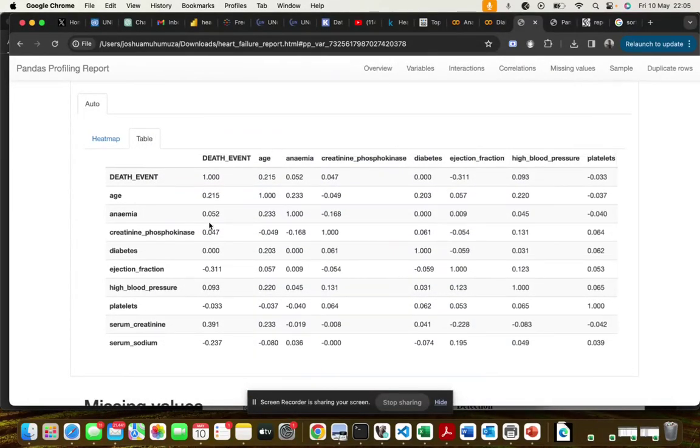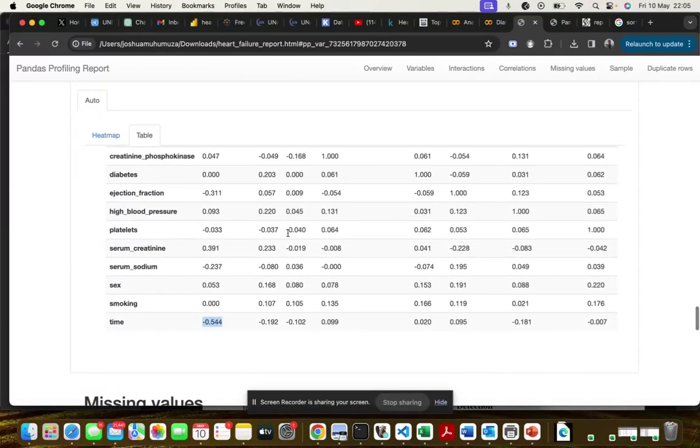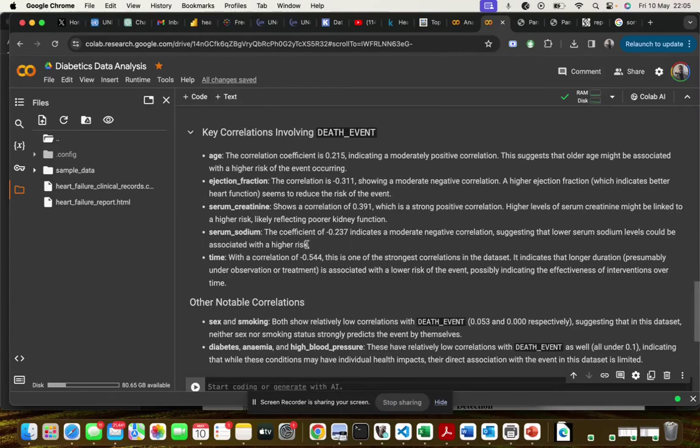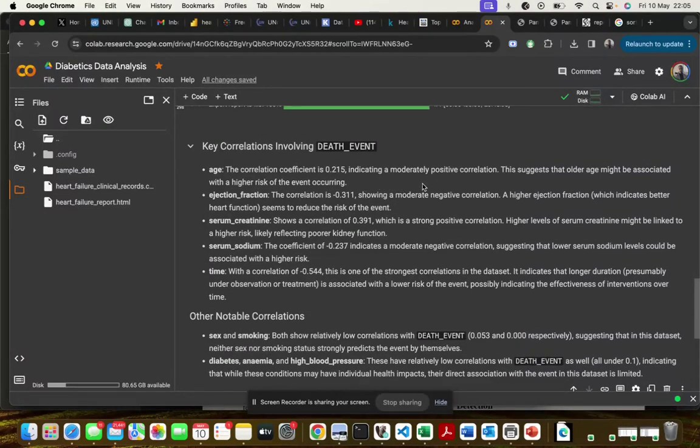When you look at the correlations, remember our target variable is the death event. Let's look at the kind of figures that we have in our matrix here. You can see our extreme is time. That means if someone has been treated, the less likely they are to die. So the key factors I have summarized here from the matrix you've seen: age has a correlation of 0.213, indicating a moderate positive correlation with death, suggesting that older age may be associated with a high risk of dying.